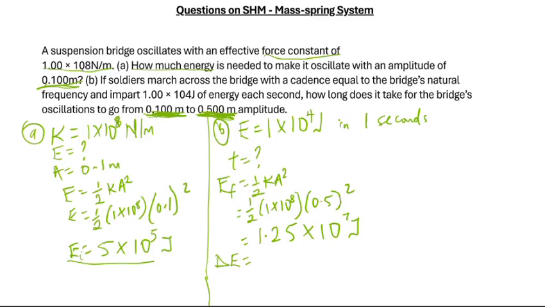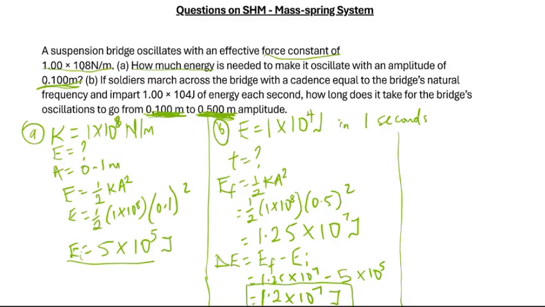Now the change in energy is just the final energy minus the initial energy. When you subtract our final energy, which is 1.25 times 10 raised to power 7, minus 5 times 10 raised to power 5, we get 1.2 times 10 raised to power 7 joules. This is the energy they need to move the bridge from that point to that point.